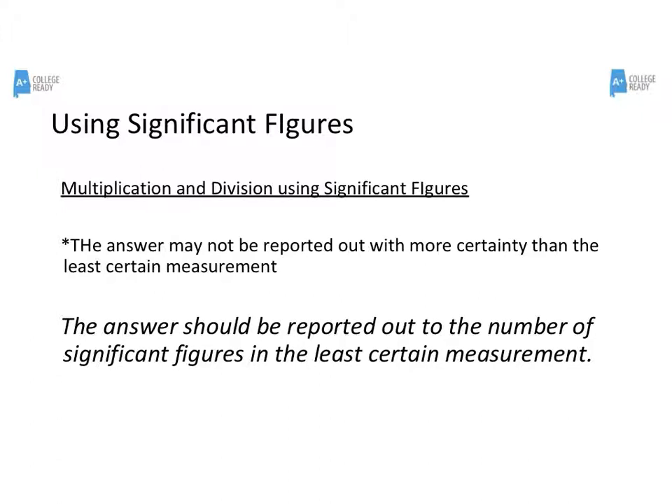Multiplication and division using significant figures. This is another rule, an additional rule, slightly different from addition and subtraction. The answer may not be reported out with more certainty than the measurement with the least number of certain digits. Let me try that again. The answer should be reported out to the number of significant figures in the least certain measurement.